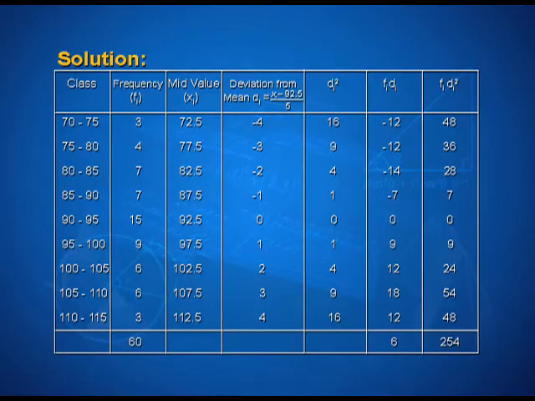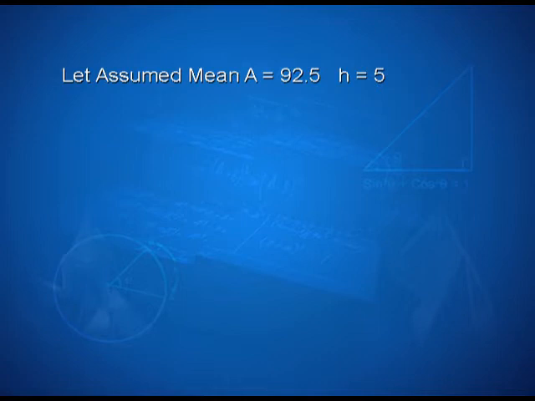Last column shows us Fi di square, that can be calculated as 48, 36, 28, 7, 0, 9, 24, 54 and 48. On adding it gives us 254. Here let us assume mean A be equal to 92.5, h is equal to 5.